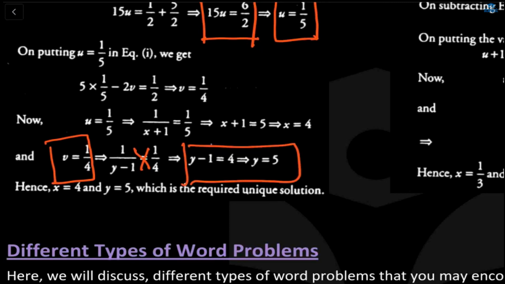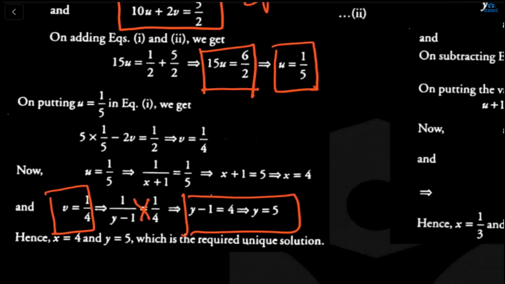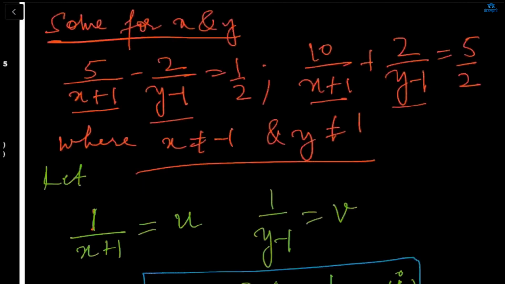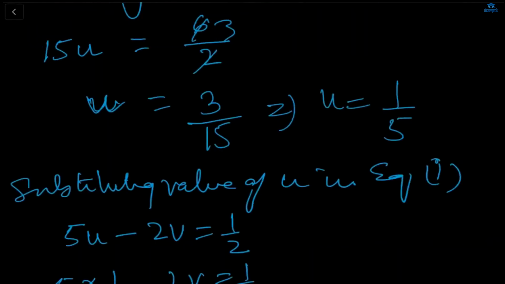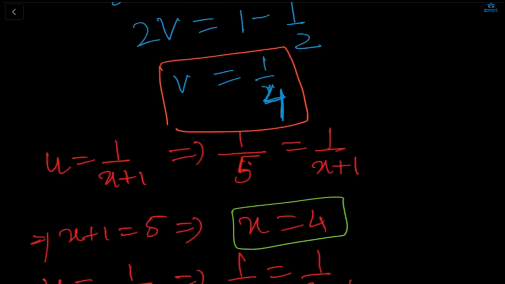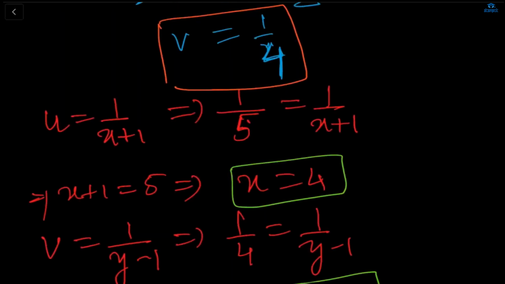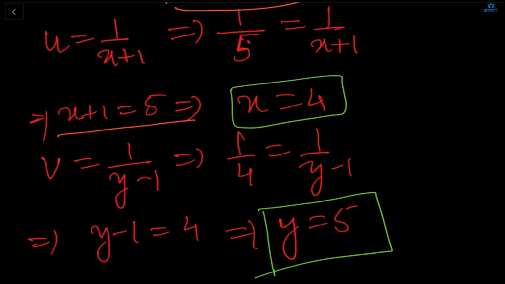Here, यहाँ पे x के लिए solve नहीं किया हुआ है, but I have solved here for x also. See, this is the equation. I have got the value of u as 1 upon 5, and the value of v as 1 upon 4. And then u is equal to 1 upon x plus 1, which implies 1 upon 5 is equal to 1 upon x plus 1. So from here, x plus 1 is equal to 5, which means x is equal to 4 and y is equal to 5. Okay? Any doubt, Shazan?